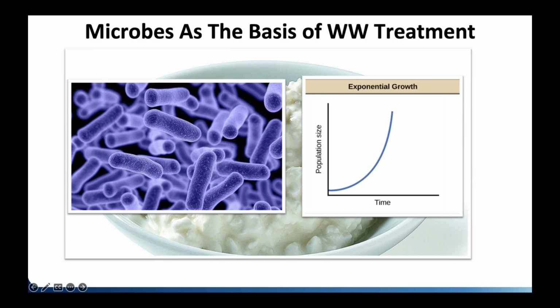Within these bacteria, one bacteria grows, it splits into two, those two split into two, those two split into two, and boom, boom, boom, boom, boom, all the way along the line. And that's how powerful these microbes are when you harness them correctly. And that's what wastewater treatment's all about. It's all about harnessing the power of the microbes, giving them an environment in which they can thrive and do their job. It's as simple as that.